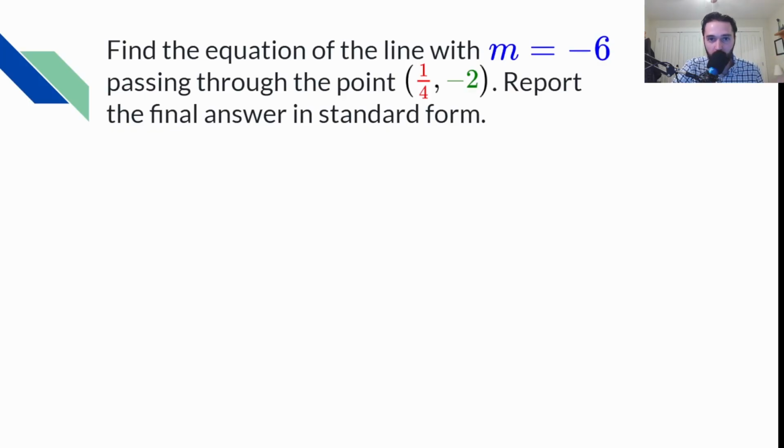So we'll close the video with this problem here. Find the equation of the line with slope -6 passing through the point 1/4, -2. Report the final answer in standard form. So let's try approach number 1. Let's start with point slope form, and then convert.